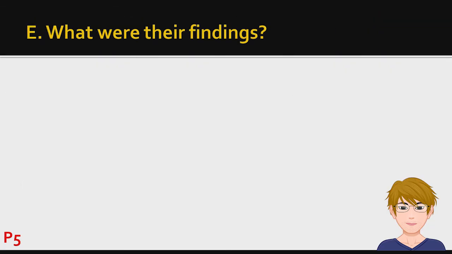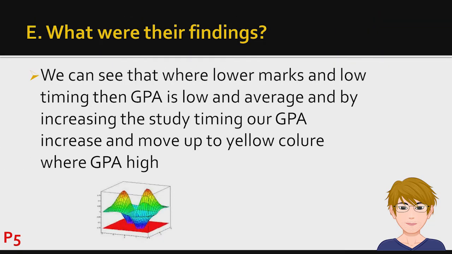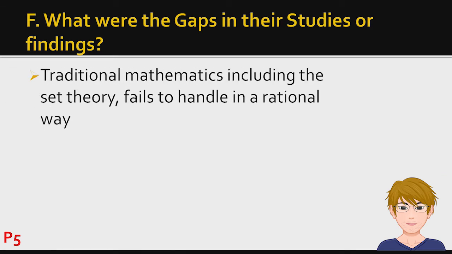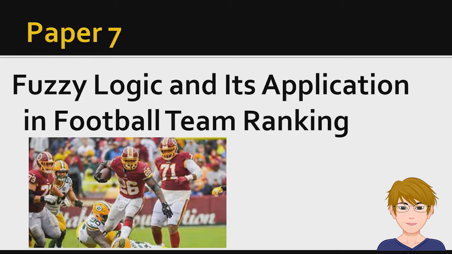So what were their findings? So we can see where lower marks and low timing, then GPA is low. And the average, and by increasing the study timing, our GPA increases and moves up to the yellow color, or the color where GPA is high. So we have some pictures there. Okay, letter F, what were the gaps in their studies or findings? So first is the traditional mathematics, including set theory, fails to handle an irrational way. Okay, let's proceed to the next paper.